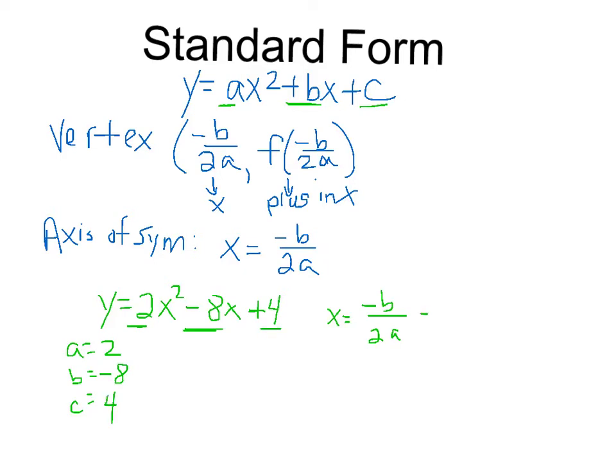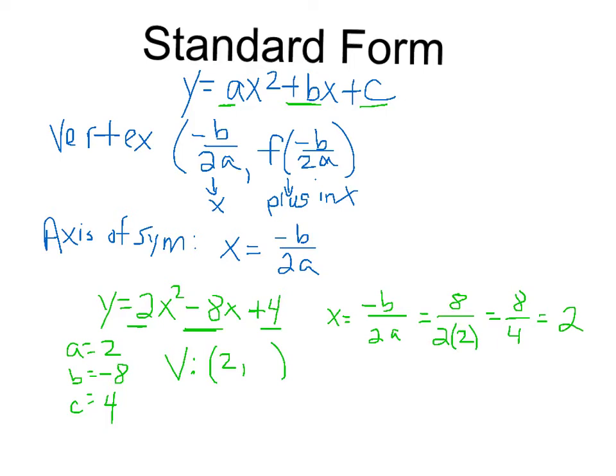If we plug that in, the opposite of b: since my b is negative 8, the opposite of b will be positive 8 over 2 times my a value, which happens to be 2. So this will be 8 over 4, which is 2. So we know the x value of my vertex. If we're trying to find our vertex, the x value of my vertex will be 2. And we're going to have to plug that in to find my y value.